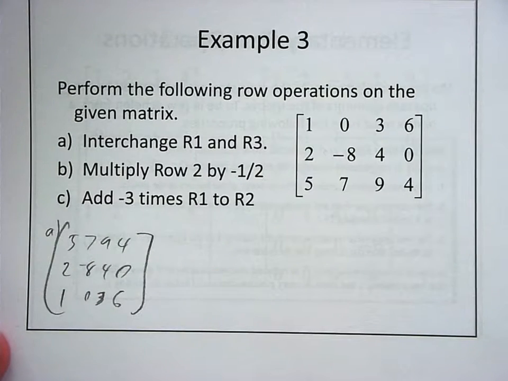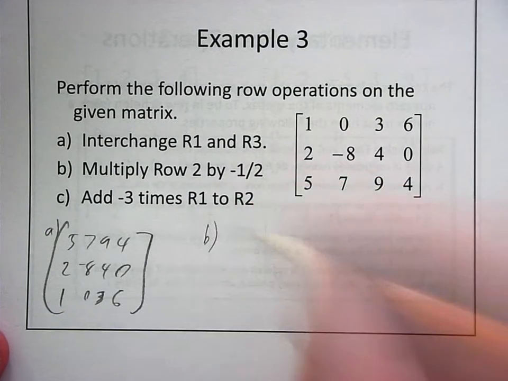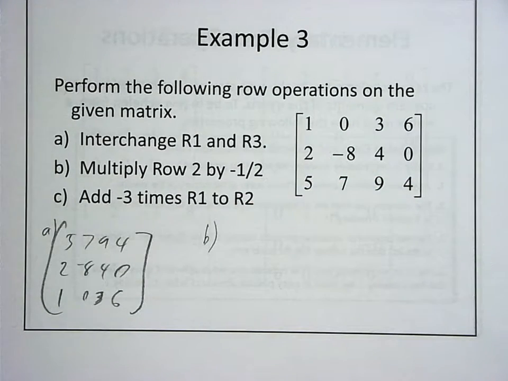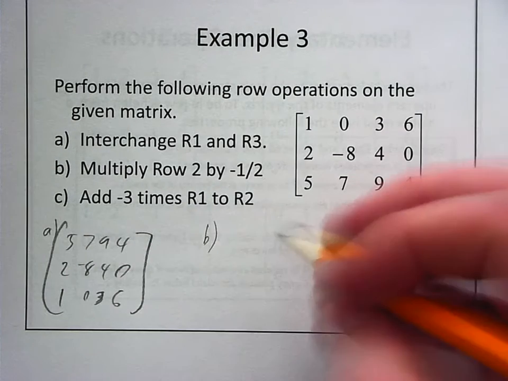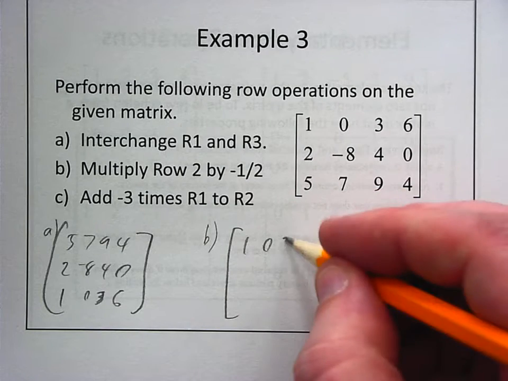So that would be your matrix. What about for B? What would remain the same for B? The 1 and 3 would stay the same. Row 1 and row 3 would not change because it's saying multiply row 2 by negative half. So row 1 and row 3 remain the same.